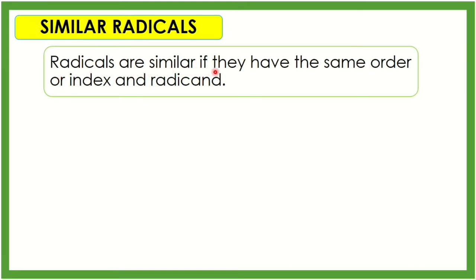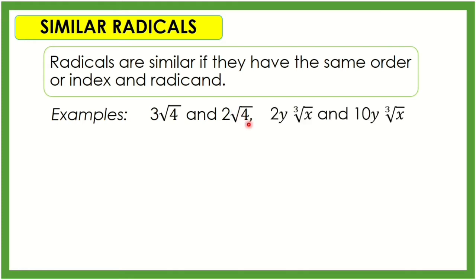Radicals are similar if they have the same order or index and radicand. Examples: 3 square root of 4 and 2 square root of 4 are similar radicals. Bakit? Ang kanilang order ay 2, the same, at ang kanilang radicand, yung nasa loob ng radical symbol, ay 4. Kapag parehas ang order and radicand, ang radicals ay similar.